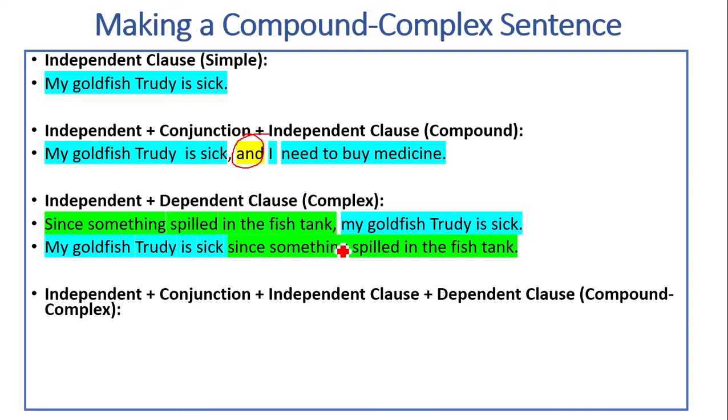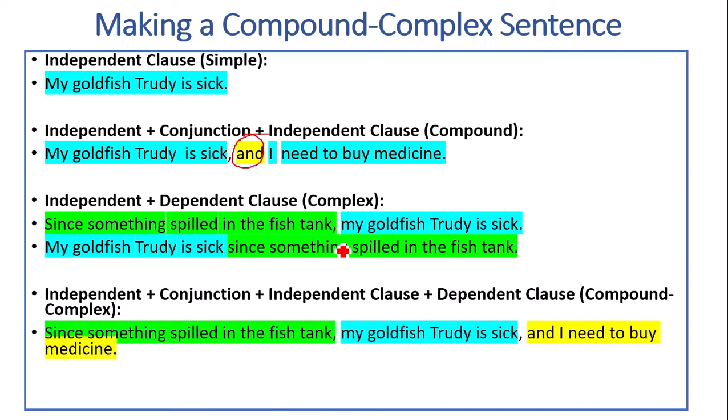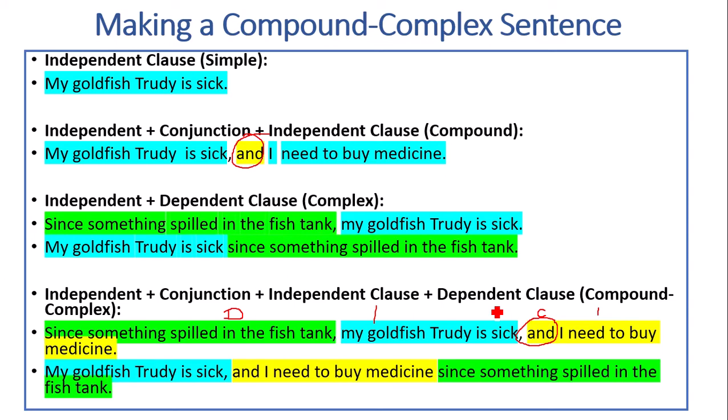And now we come to the trickiest one, the compound complex sentence. Since something spilled in my fish tank, my goldfish Trudy is sick, and I need to buy medicine. So here we've got the dependent, the independent, the conjunction, and then our second independent. I'll circle the conjunction there. I meant to make this blue, but that's fine. Or, I'm guessing, yep, we can switch it around.